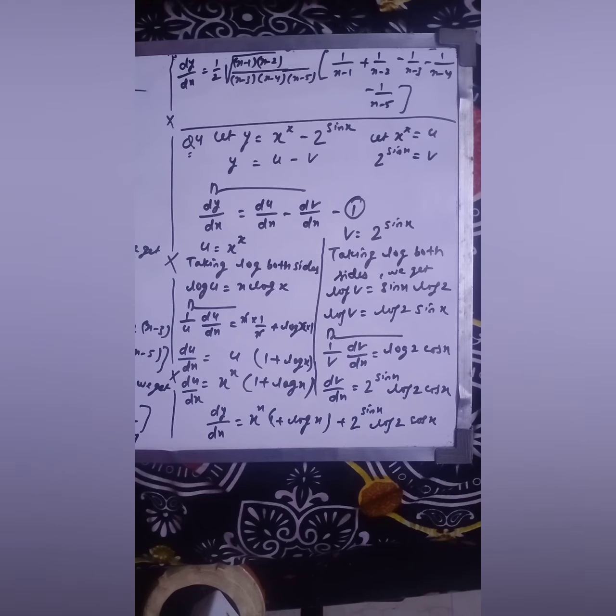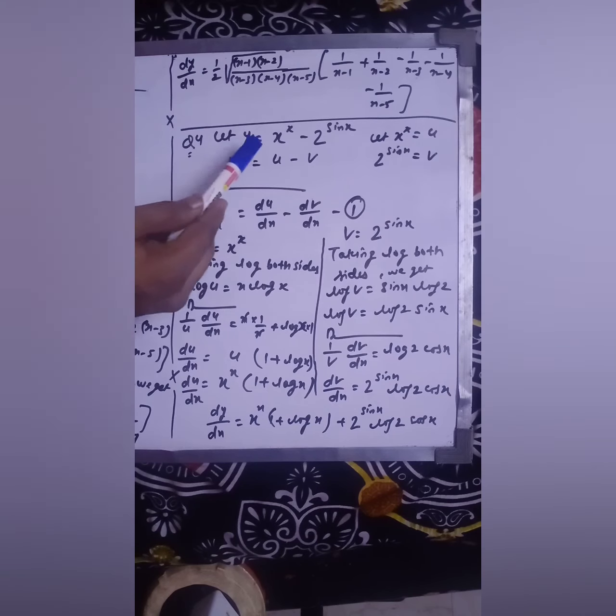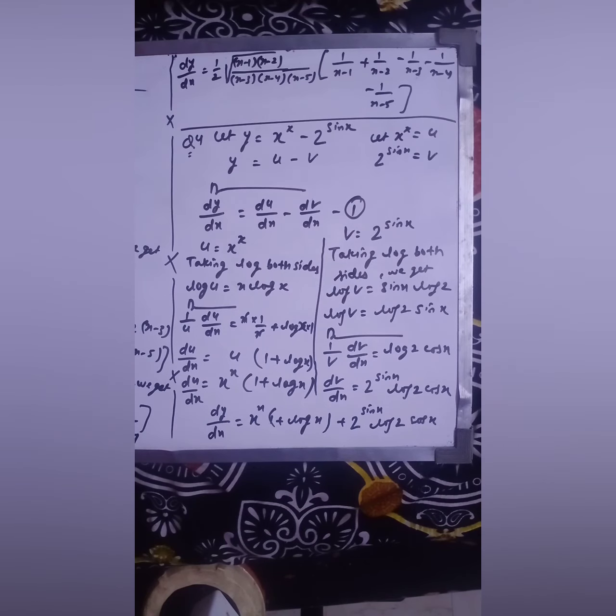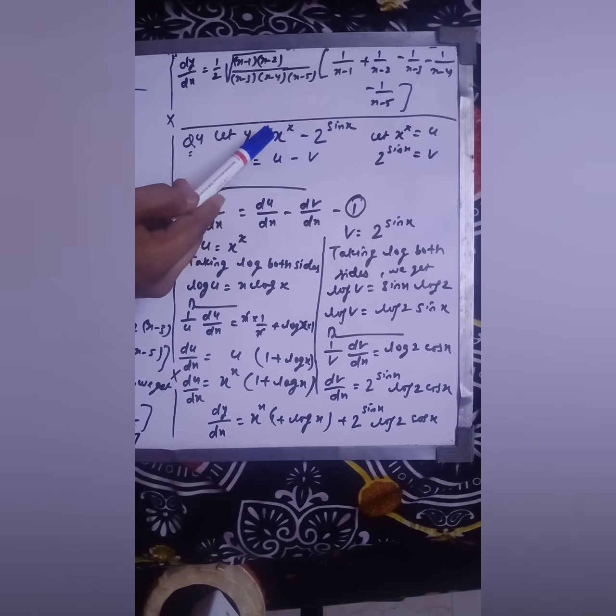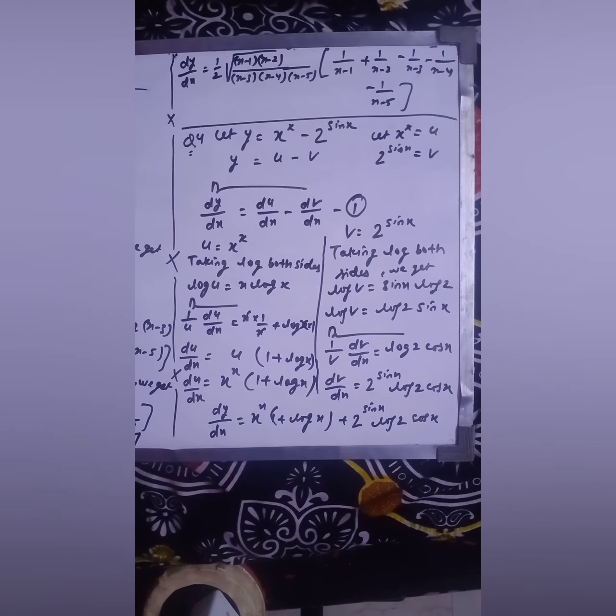If there is a plus or minus sign between the two terms, like this, they are not directly multiplying or dividing. If they were directly multiplying or dividing, you would directly take log, as you have done in question number 1, question number 2 and question number 5. But in this question, there is a minus sign between the two terms. They are not multiplying or dividing.